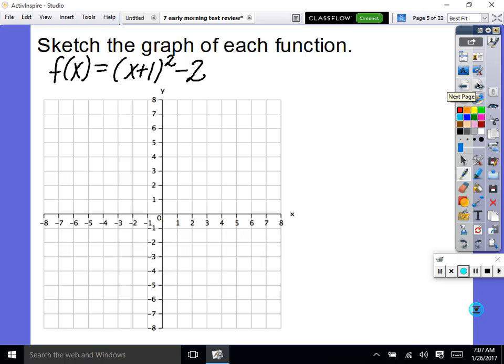Okay, so now you're going to be sketching the graph of each function. I highly recommend you do it the way that we talked about, because you will have to be exact. So this has a parent function, f of x is equal to x squared, correct? Also, you have to show some work, because like I said, if you just type it in your calculator, that's not okay.